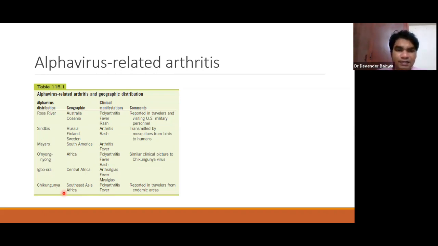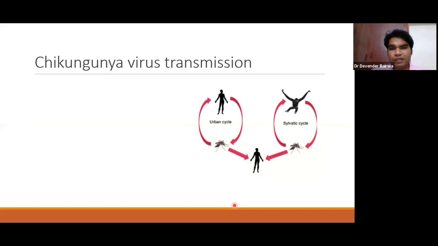So we can see in this table the name of the alpha virus, then the geographic area, then the manifestation. These are Ross River virus, Sindbis virus, Mayaro virus, O'nyong-nyong virus, Igbo Ora virus, and Chikungunya virus. Chikungunya virus we will discuss further because we have seen chikungunya cases, and it is important for us. So, chikungunya virus transmission: we can see that there are two different cycles.